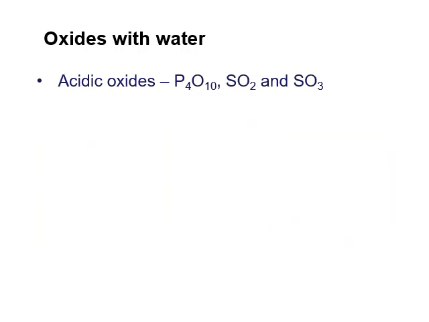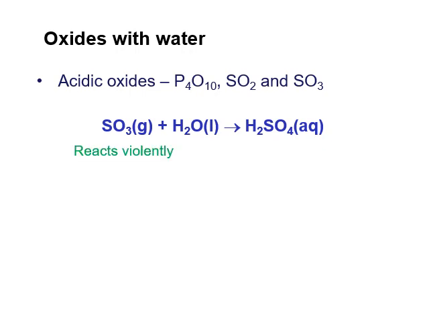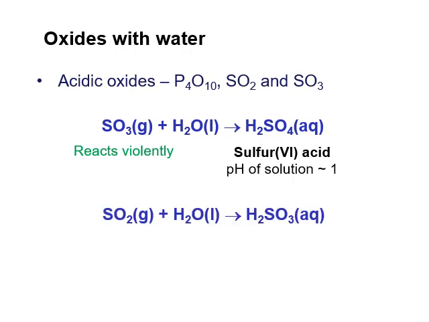Looking at your sulfur oxides then. We've got SO3 with water, that makes sulfuric acid as you know it, H2SO4. That is a violent reaction, and you make sulfuric acid with a pH of about 1. That's a diprotic strong acid.